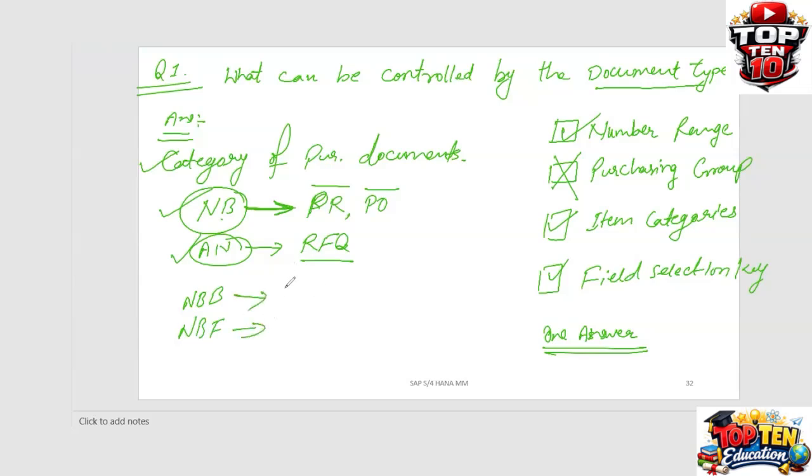These are for the field selection key, 3 digit. First one is for the standard field selection key for PR. And second, standard field selection key for PO. Got it. So now go to HANA Survey.